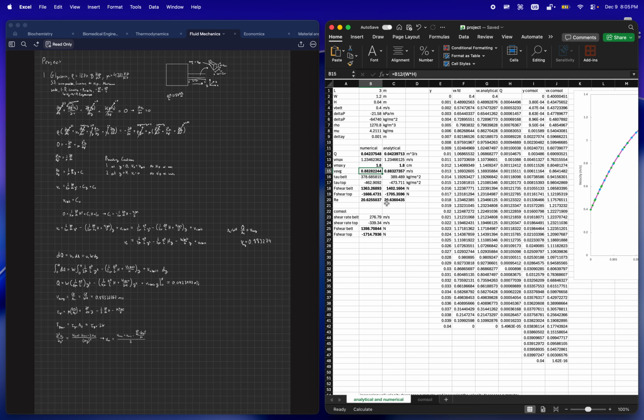Reynolds numbers are very close. And then here is the COMSOL. I don't have that on my computer, but I can walk through that in a second. But again, they're very similar, not exact, but very close. They're all kind of in the same ballpark.